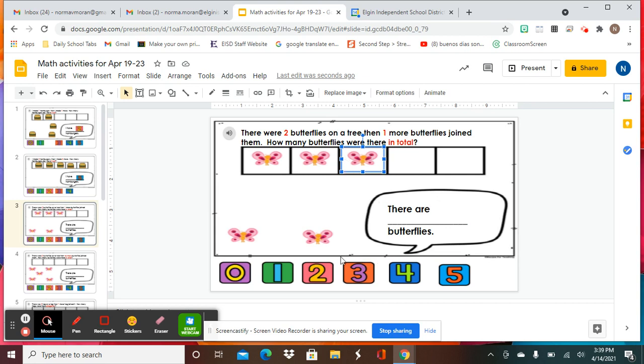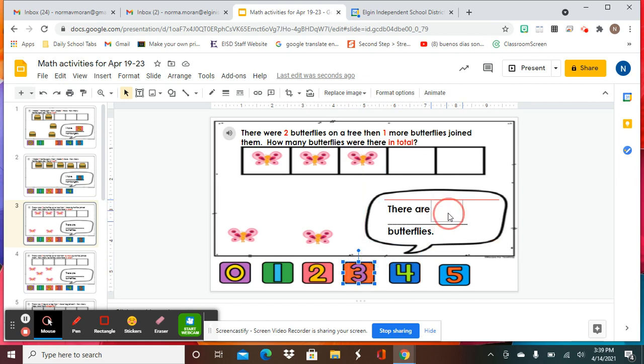So now we're going to go down here and look for number 3. Is this number 3? No, that's number 0. Is this number 3? No, that's number 1. Is this number 3? Nope, that's number 2. Is this number 3? Yes, this is number 3.